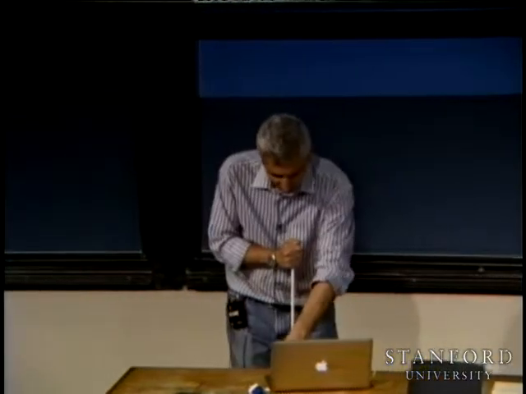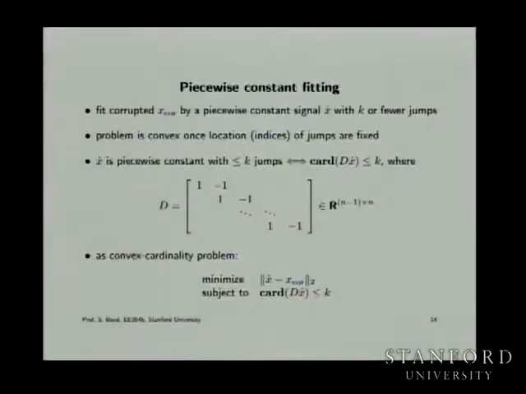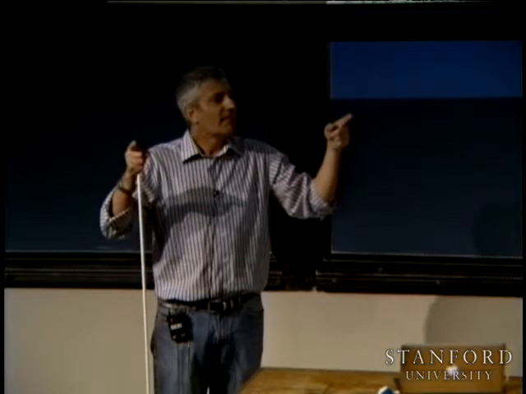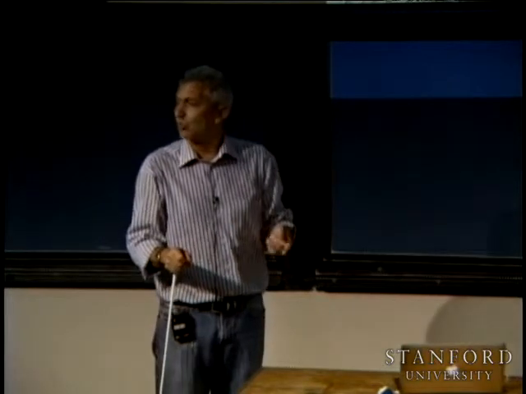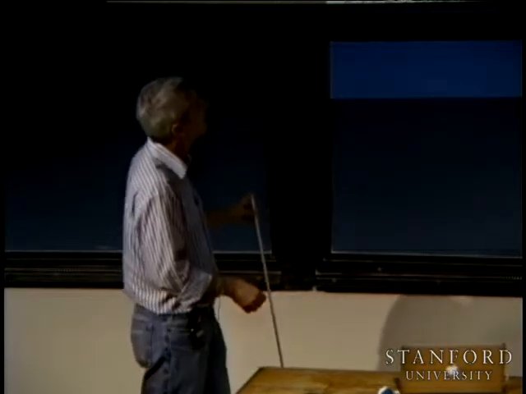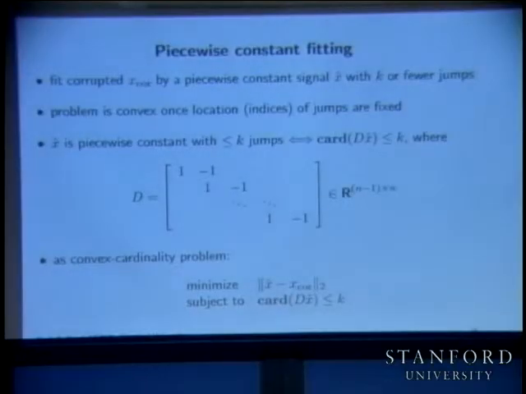Okay. Let's do piecewise constant fitting. So here you want to fit a corrupted signal x with a piecewise constant signal x hat with k or fewer jumps. So in other words, I have a signal which I believe to be piecewise constant, and it makes a jump every so often. And over my time of interest, I believe it's going to make k jumps, but no more. Okay? I give you very noisy samples of it, and you want to fit it with a signal that's piecewise constant.